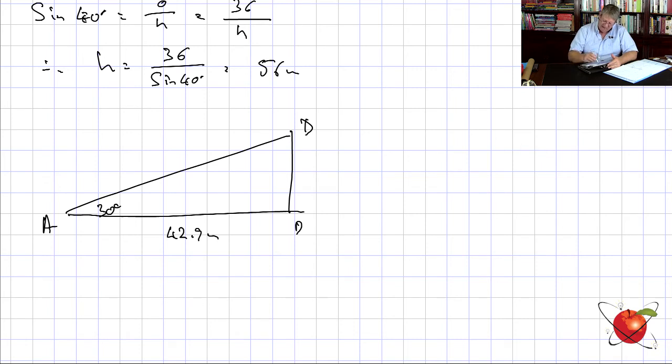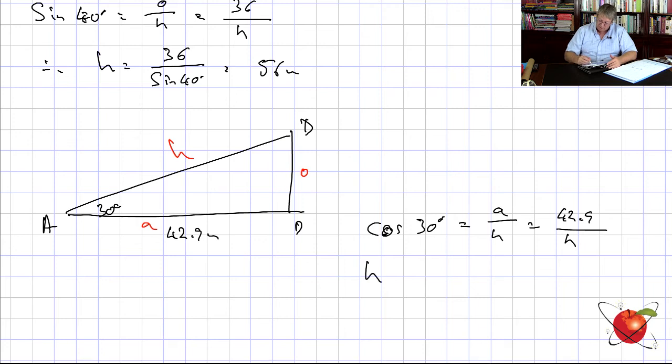So we go to our angle and say opposite, adjacent, hypotenuse. What do we do now? The things we've always done. I've got adjacent, so I can say cos of 30 degrees is equal to adjacent over h, which is 42.9 over h. Therefore, h is equal to 42.9 over cos of 30 degrees. If I go 42.9 divided by cos of 30, I get 49.5. So now I go back: 49.5 meters.